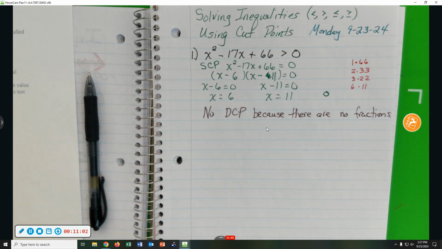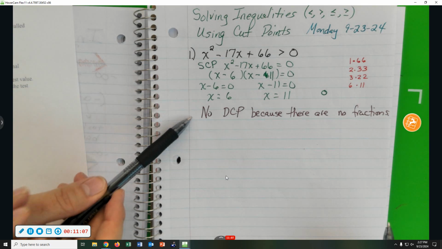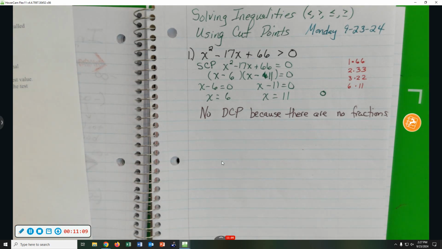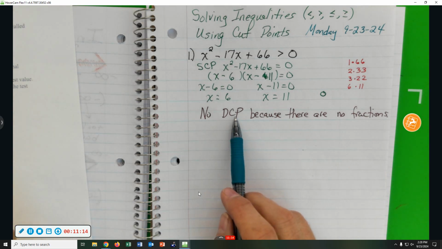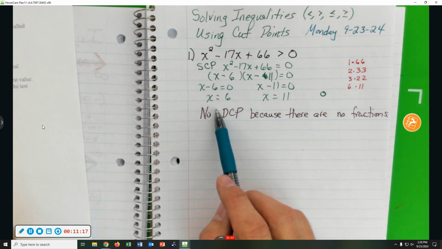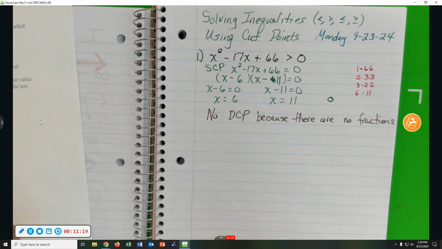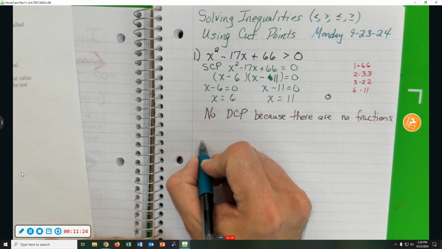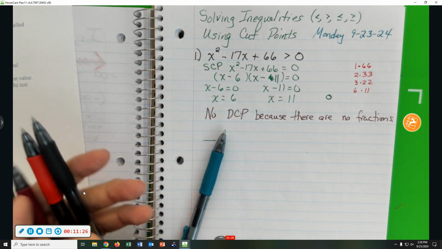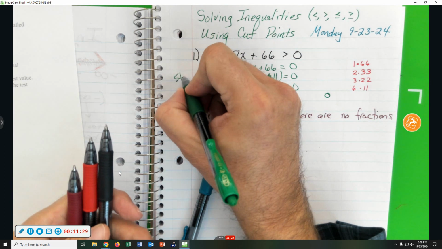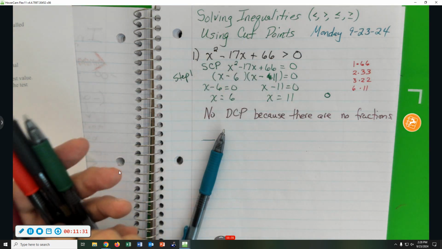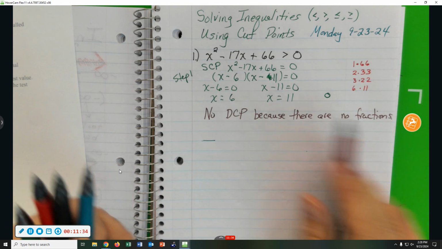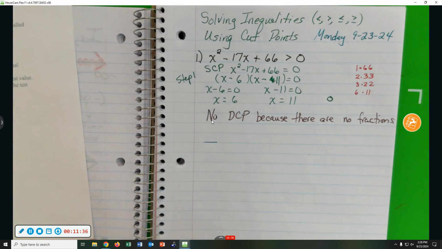You should put a little 1 there. That's step 1. This is step 2. But in viewing examples, sometimes they do the denominator cut points before the solution cut points. I'm just going by our recipe. Now I'm going to label. Step 1 is in green. Step 2 is in, I think it's brown.